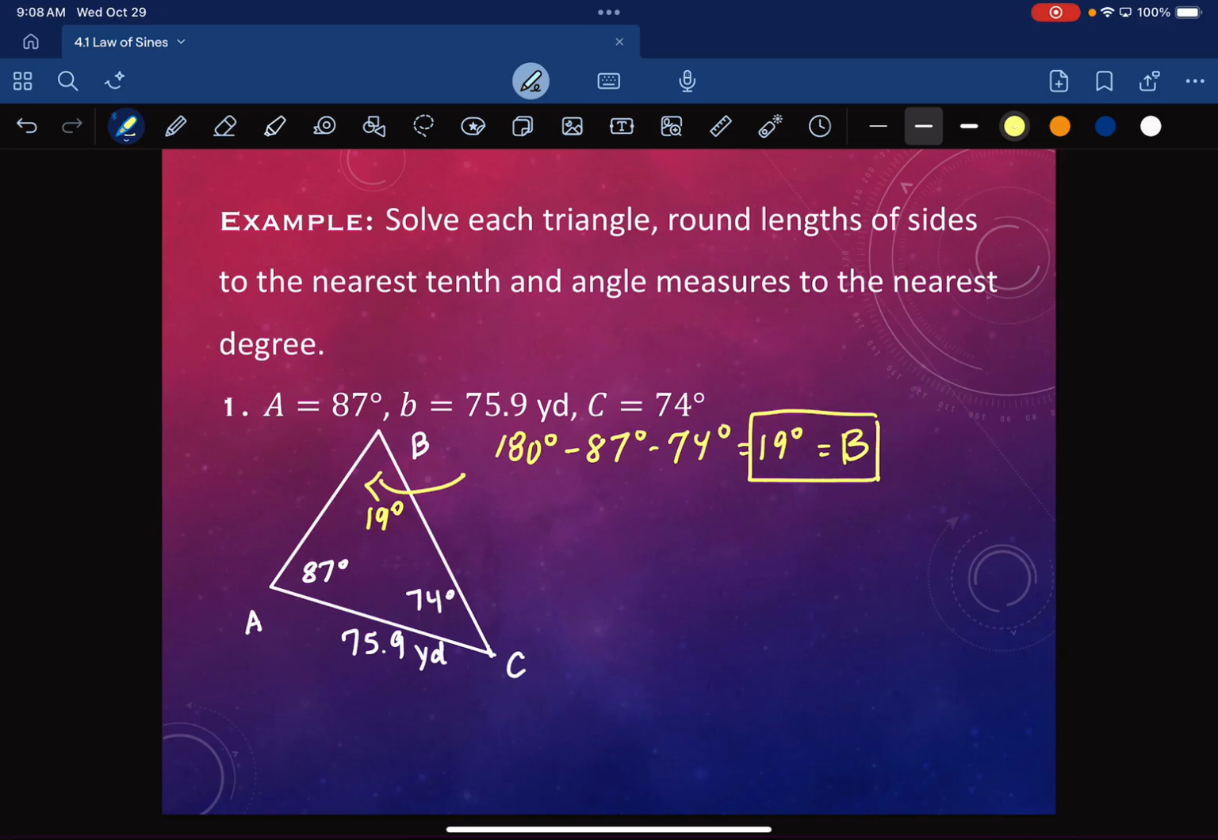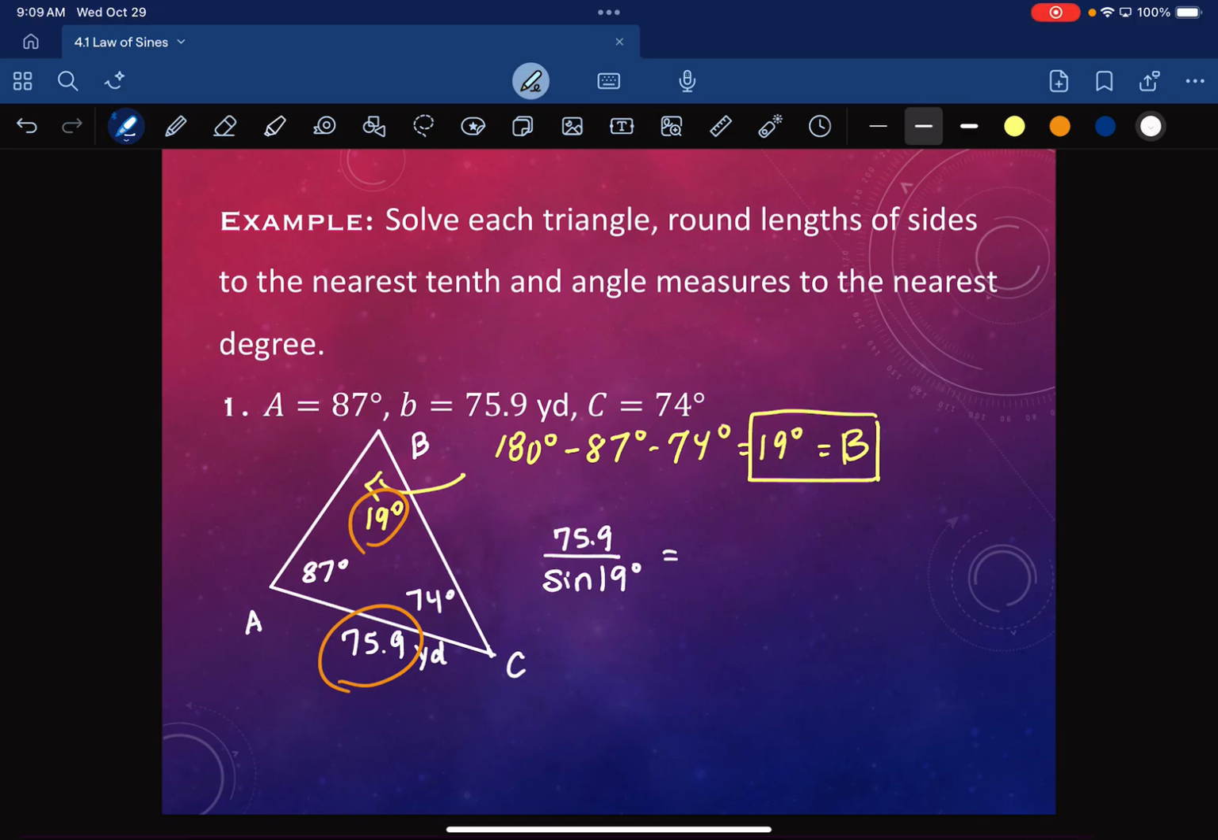Okay, so while we weren't exactly given an opposite side and an opposite angle, we do have an opposite side and an opposite angle that we know, correct? And that's what we need in order to use the law of sines. We need this pair of information, and we have it. So the law of sines tells us I can take the side length, which was the 75.9, and write it on top of the sine of the angle that's opposite it, sine of angle 19. Okay, all good so far?